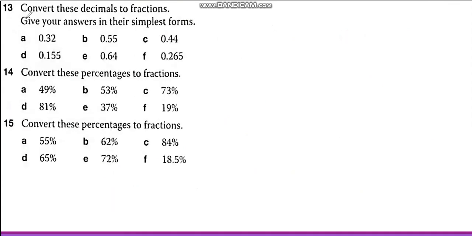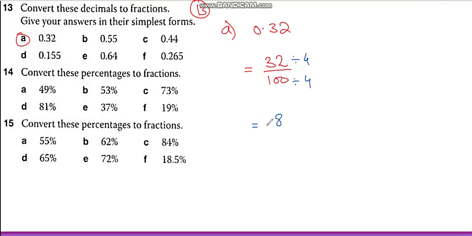In question number 13, it says convert these decimals to fractions. Give your answers in simplest form. In A part, it's 0 and 32 hundredths. We can write 32 hundredths as a fraction, but we can also simplify it. We divide both numbers by the highest common factor, which is 4, and we get 8 over 25.